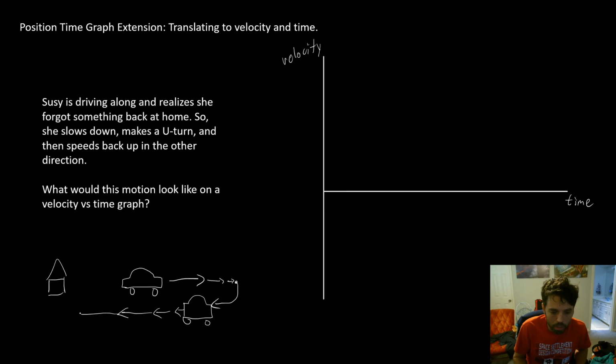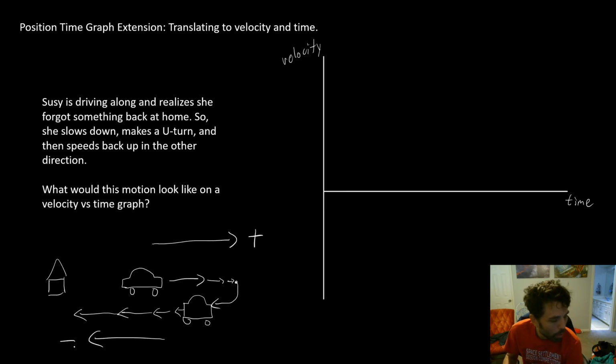And my arrows here are representing speed. The longer the arrow means more speed. So this is what the person is doing, right? They start off going in the positive direction. We're going to call right the positive direction, and we're going to call left the negative direction. That's how we define these things. Right is positive, left is negative. That's what the signs mean in physics. And so how would this look on a velocity versus time graph?